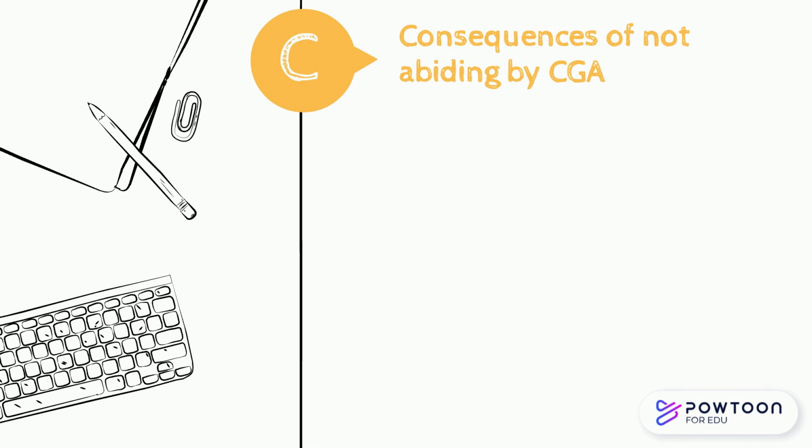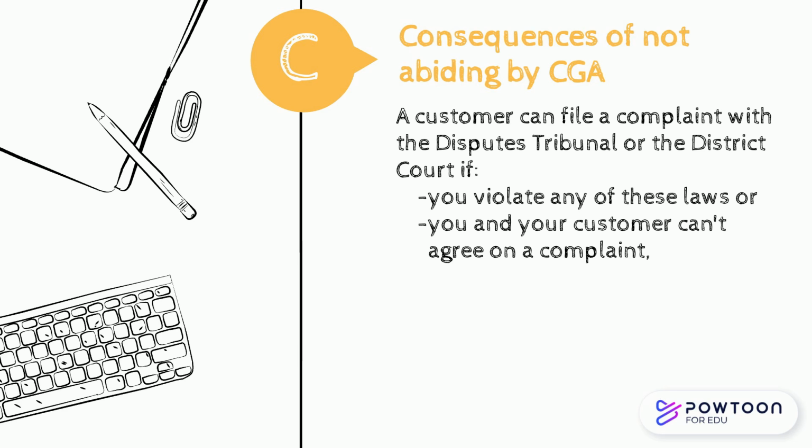Consequences of not abiding by CGA. A customer can file a complaint with the disputes tribunal or the district court if you violate any of these laws, or you and your customer can't agree on a complaint.